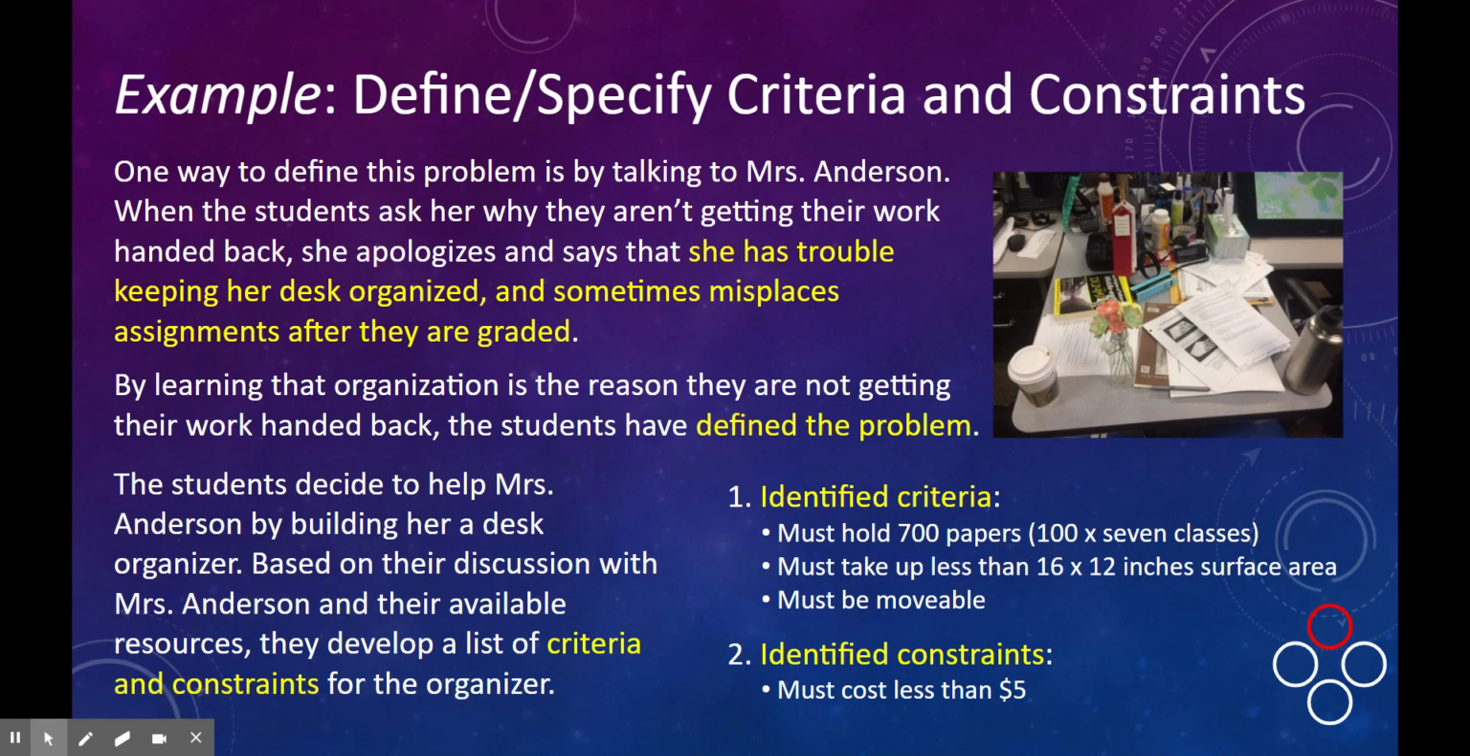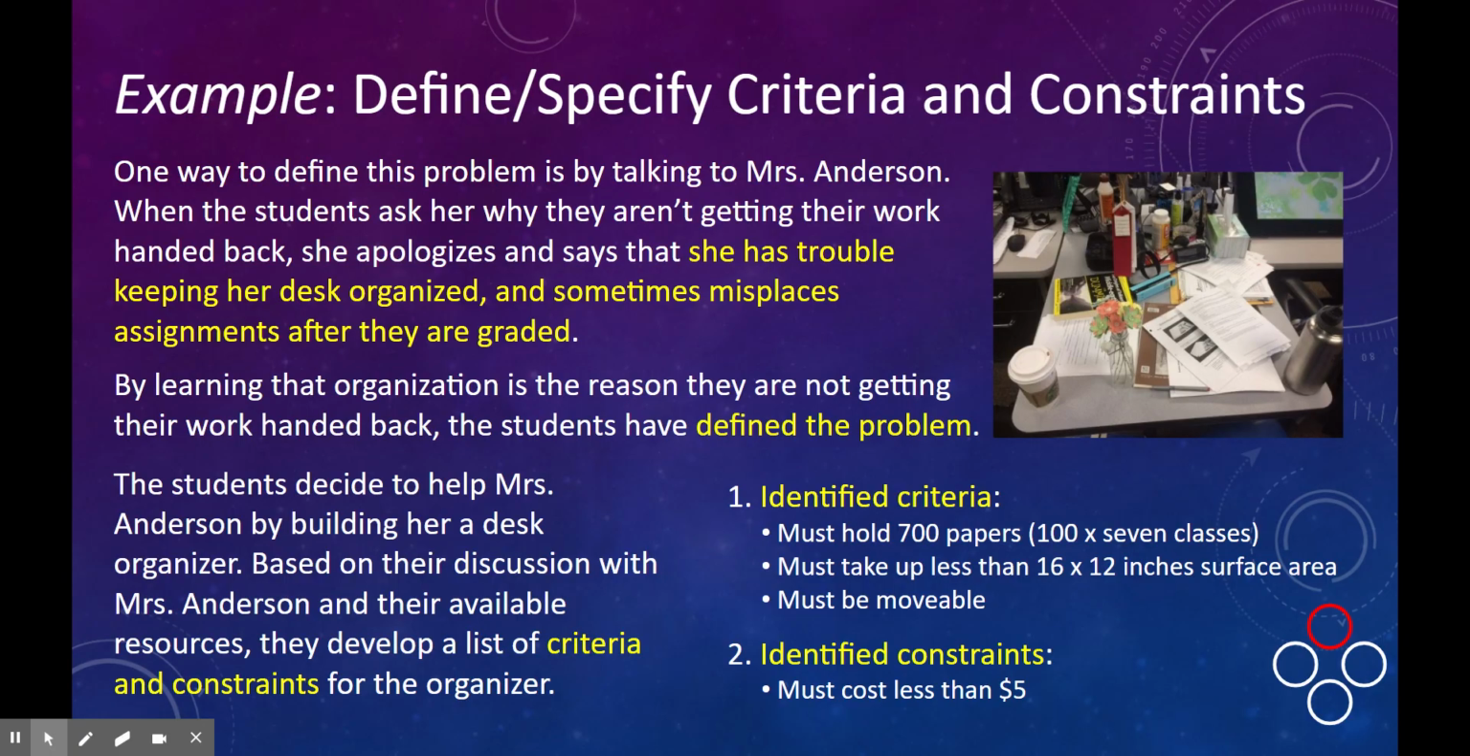Example, define, specify criteria and constraints. So one way to define this problem is by talking to Miss Anderson. When the students talk to her and ask her why they aren't getting their work handed back, she apologizes and says she has trouble keeping her desk organized and sometimes misplaces assignments after they're graded. By learning that organization is the reason they're not getting their work handed back, the students have defined the problem.